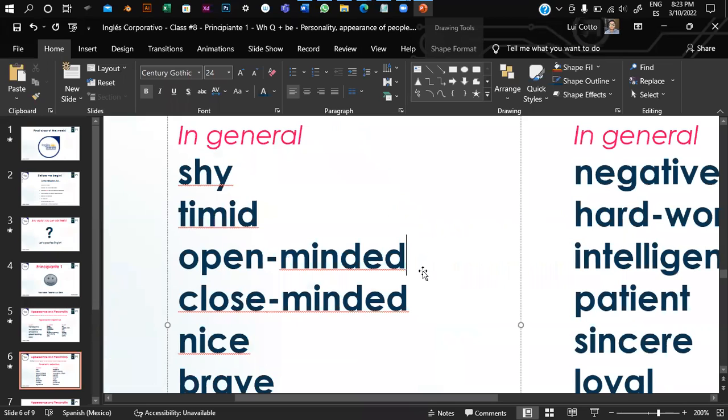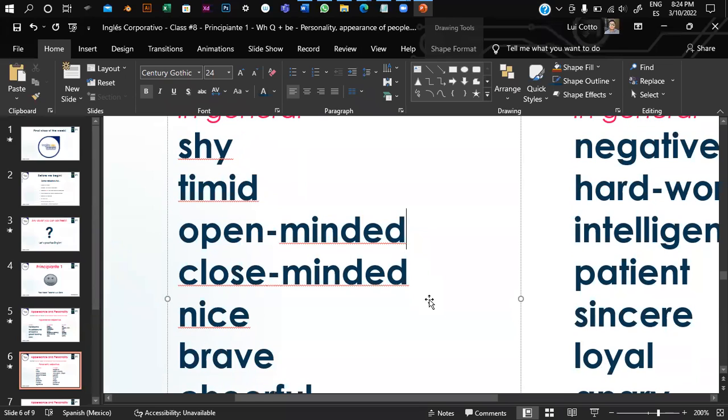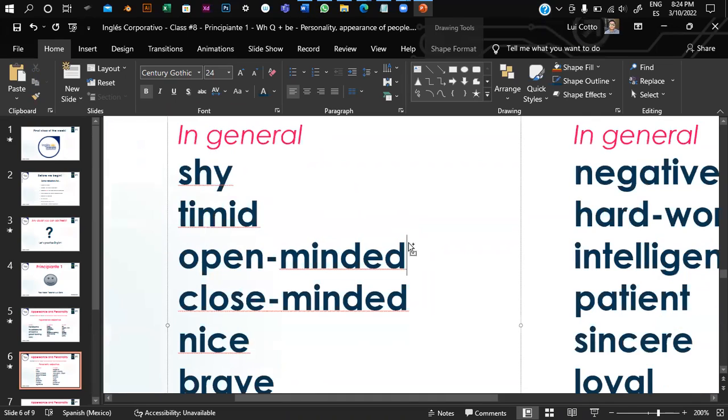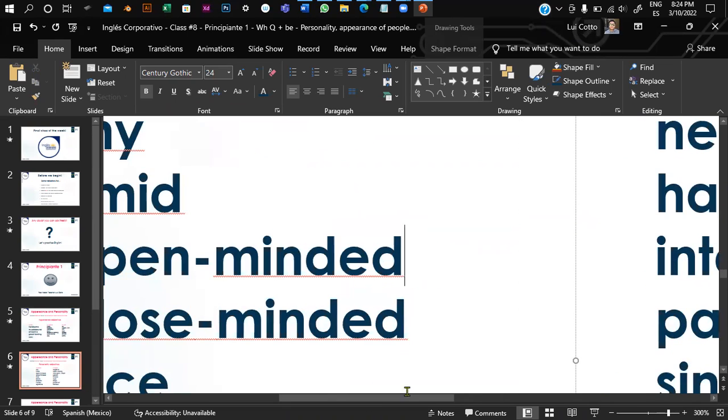Next, open-minded. What is open-minded? It's in the way that you think, como piensa. Open-minded. In Spanish, idea of the meaning, significado. Mente abierta. Yes, okay.